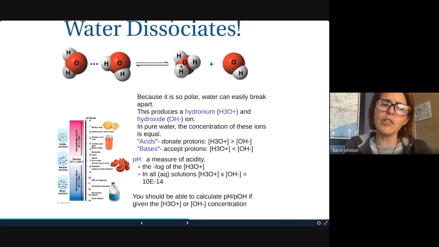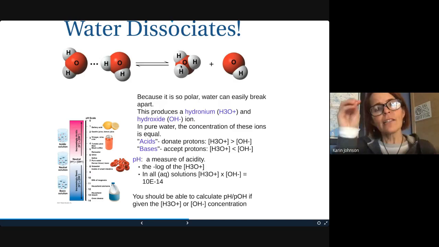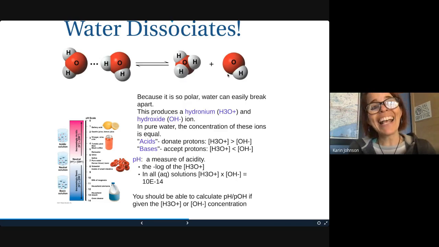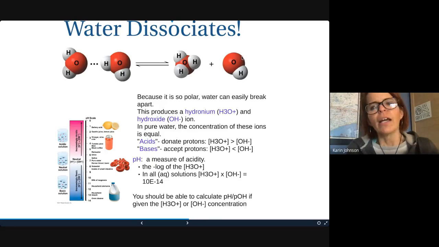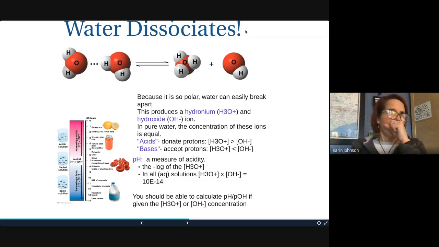Okay, so water, H2O plus H2O. Because water is a polar molecule and it's attracted to itself, sometimes the hydrogens pop off and go and sit next to the negatively charged oxygen atom. When that hydrogen pops off and attaches to water, it makes an H3O plus ion, and the water molecule that's missing a hydrogen is called a hydroxide ion, OH minus. So this is called hydronium, and this one's called hydroxide.